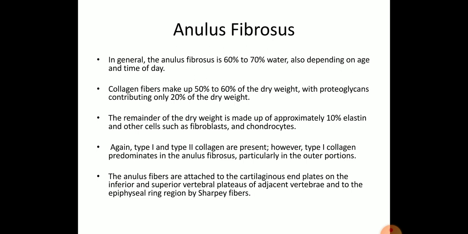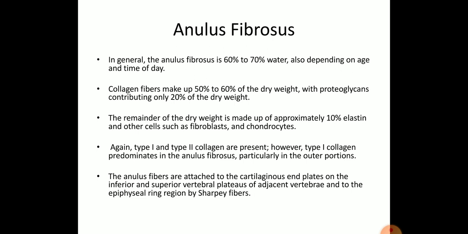The remainder of dry weight is made up of approximately 10% elastin and other cells such as fibroblasts and chondroblasts. So all other cells will contribute about 10%. All the elastin, chondrocytes, and so on will have a limited amount of weight contributed to the annulus fibrosus.